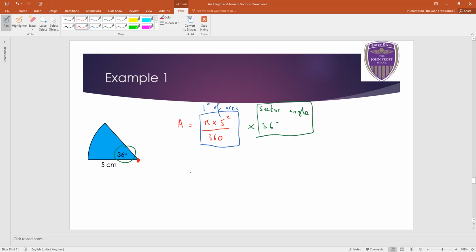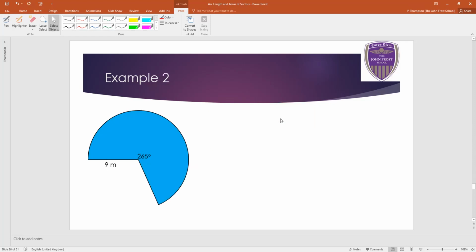Now, I would use the fraction button on my calculator for this. So pi times 5 squared divided by 360 times 36. And in the end, if I make it a decimal, I get 7.85 cm squared, because it's an area, to 2 decimal places. Nice and easy. And this trick will always work: 1 degree of area times the sector angle. Example 2 then, pause the video, have a go, and come back when you're ready.